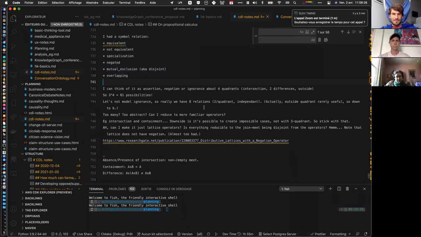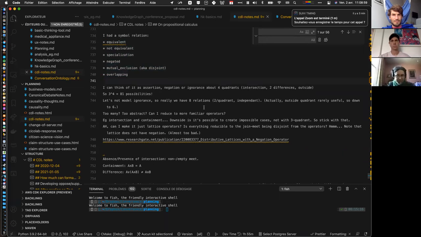So basically, if we forget about ignorance and just say ignorance is an absence of relation, though I'm a bit reluctant because sometimes claiming I don't know about this or I'm curious about this is useful, but let's not go there yet. So in theory, we have 8 relations: there is something, there isn't something in each quadrant. And really, we don't care that much about the outside, so we're down to 6. So that's manageable.